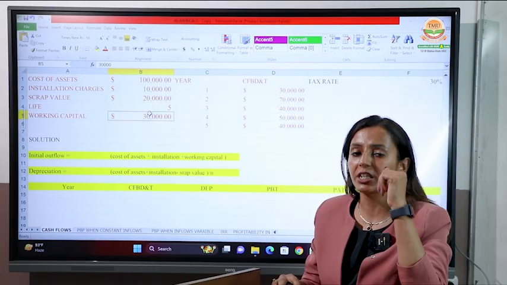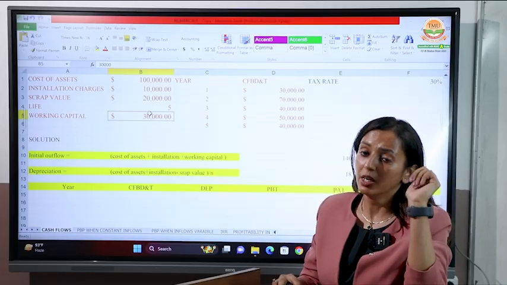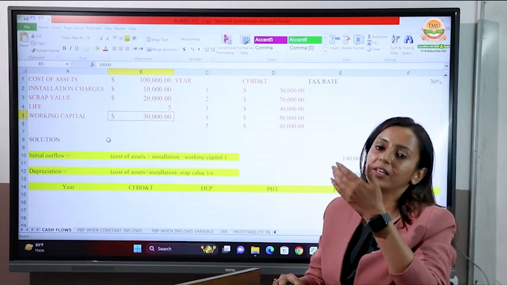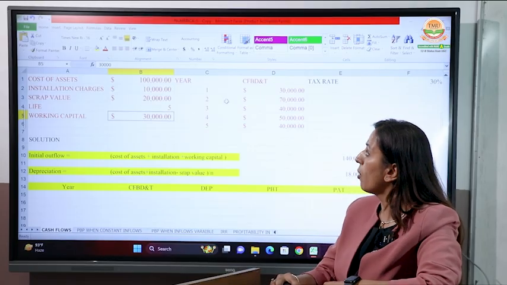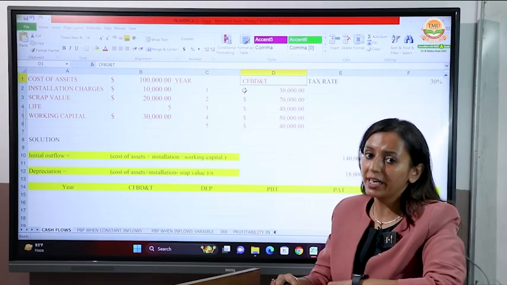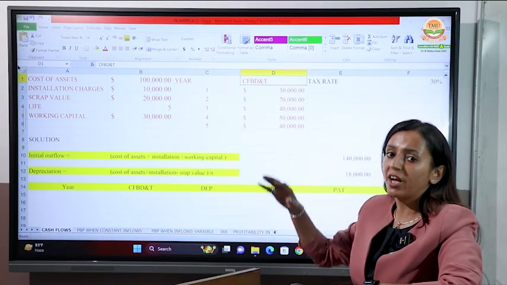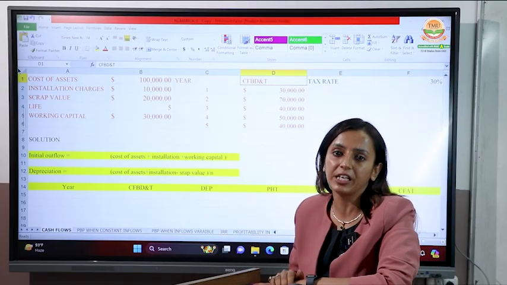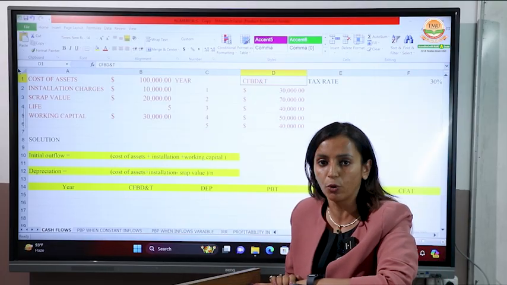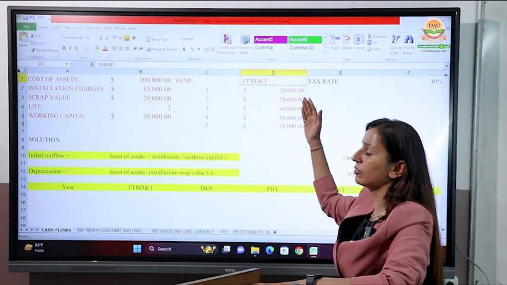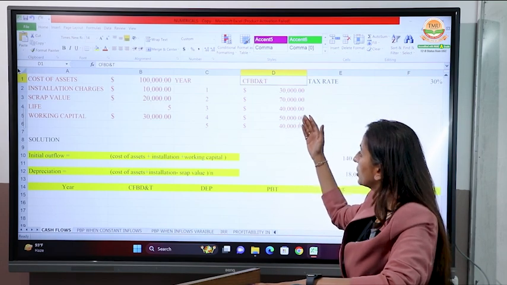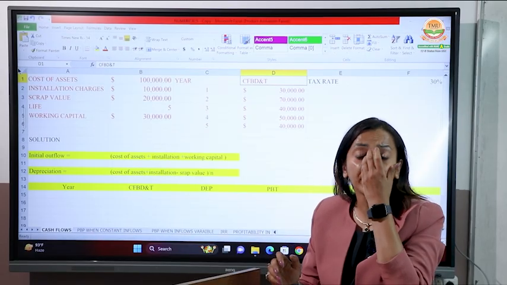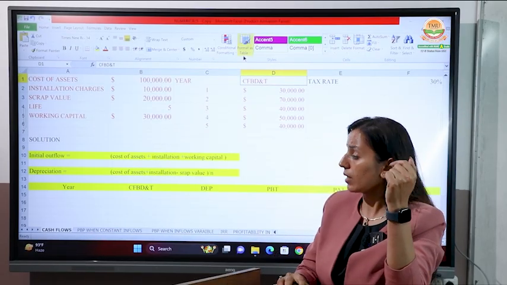Next, working capital is given in the information. We are investing in the work, and we are definitely generating something in the form of cash inflows. What are the inflows given? We are given 5 years, that is 1, 2, 3, 4, 5, and in different years we get different cash flows: 30,000, 70,000, 40,000, 50,000 and 40,000. Now we have to find out what exactly the cash flows are.